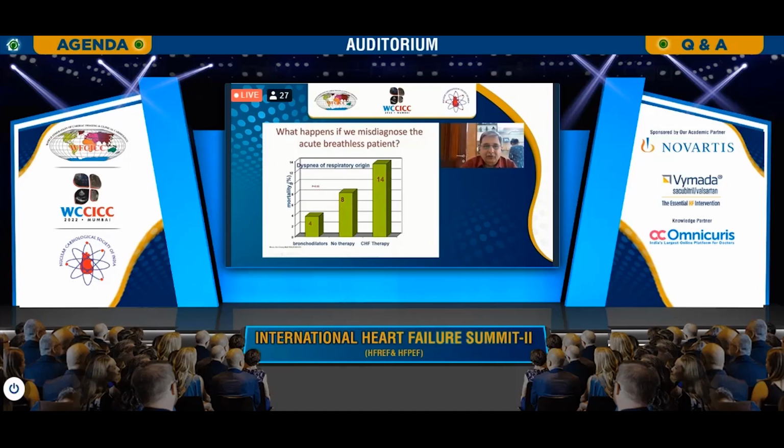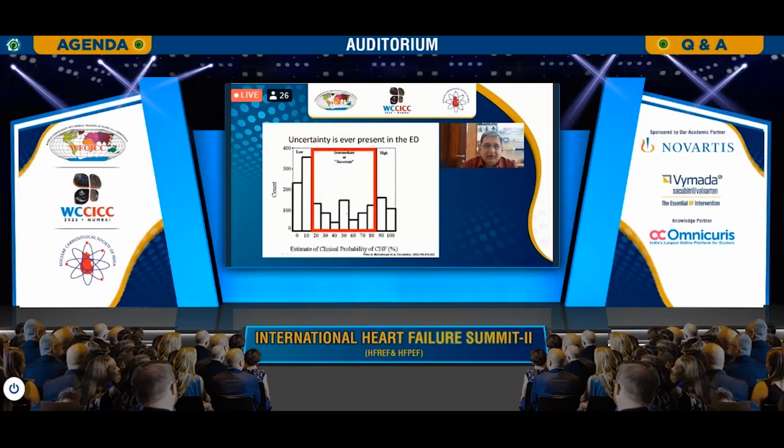And why? Because if you wrongly treat a non-heart failure with heart failure therapy, the mortality increases. It is in fact worse than not treating at all. So fairly accurate and rapid diagnosis of heart failure or otherwise is important in the emergency department, because the outcomes can be different. You treat respiratory origin dyspnea with heart failure therapy, and you'll get worse outcomes than not treating it at all. So this is where the uncertainty in the emergency department needs to be addressed.